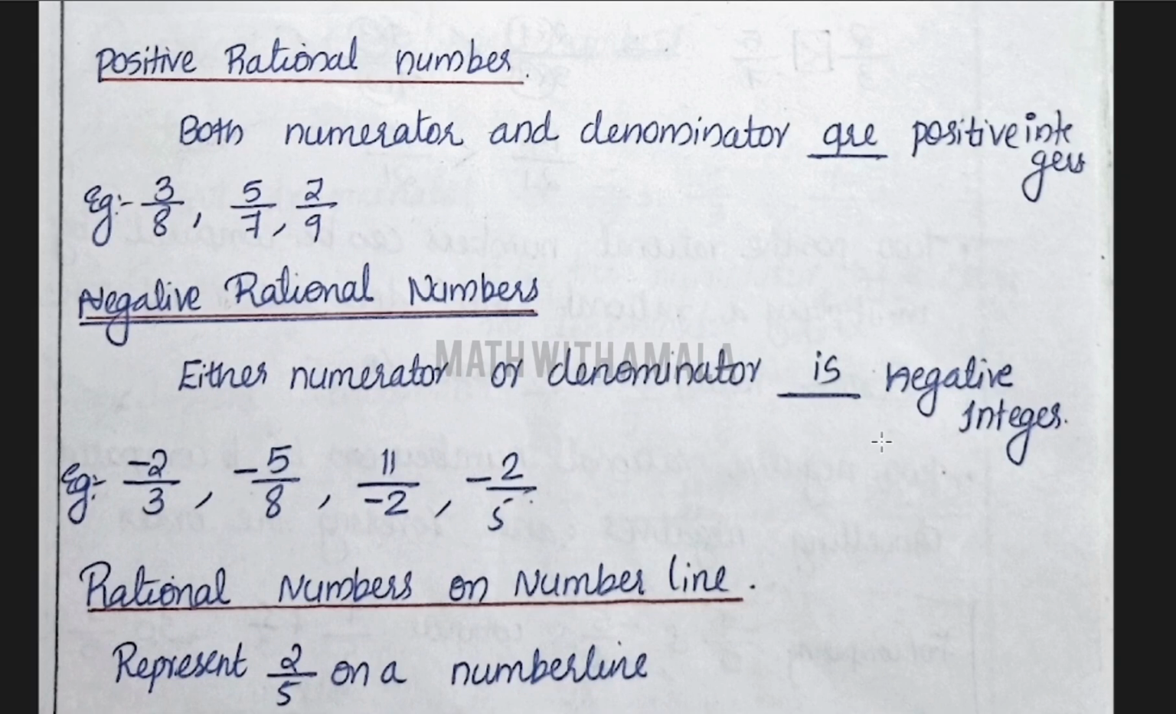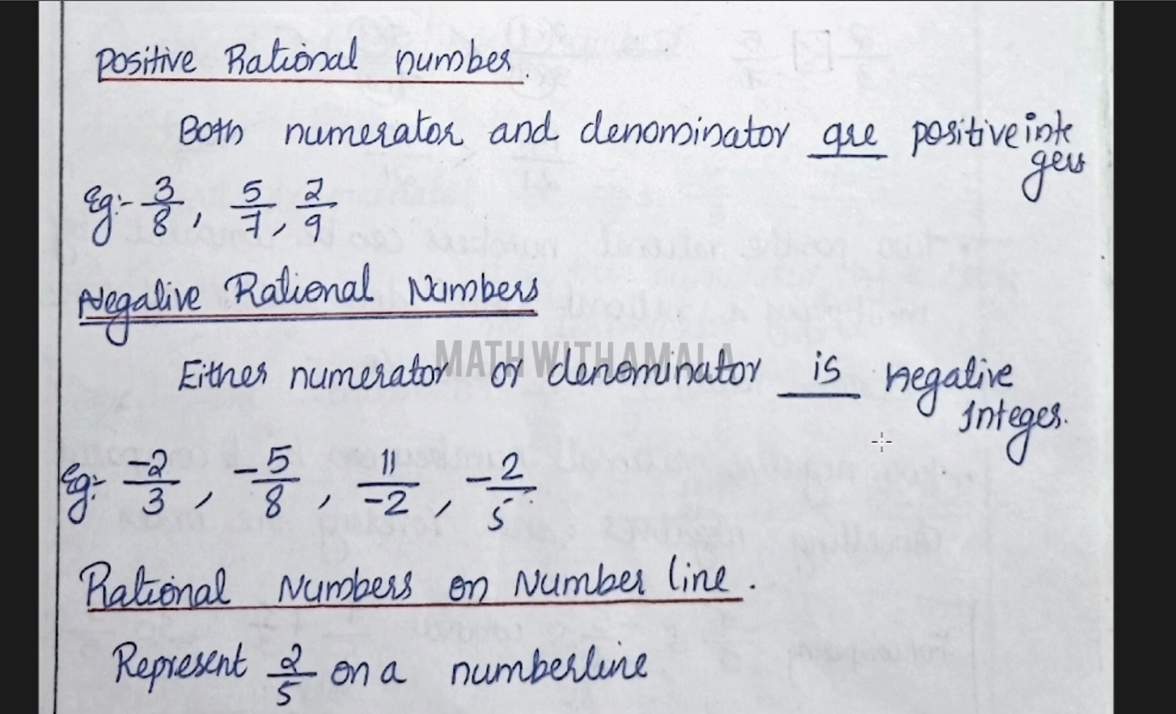Negative rational number means either numerator or denominator is a negative integer. So at least one has to be negative, but if they are both negative, it will be positive in the result. Hence, minus 2 by 3, minus 5 by 8, minus 11 by 2, minus 2 by 5 are called negative rational numbers. If we have a negative on the numerator, you can give it as a common sign for that complete fraction or rational number. So minus 2 by 5, you can say that it is minus of 2 by 5, the resultant negative rational number.